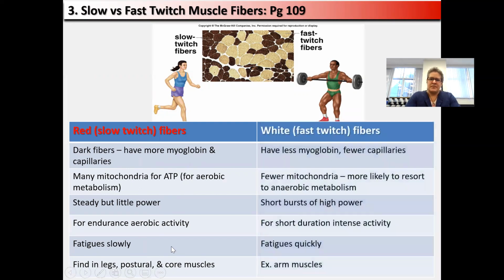Now, the opposite is white fibers or fast twitch fibers, which appear lighter in color because they have less myoglobin, slightly less blood supply, and fewer mitochondria. So these are the muscle fiber types that, when you push them really hard, are going to resort to anaerobic metabolism and produce lactic acid, and then they will give out. They produce short bursts of great power, but they can't keep that up for long. They're going to give out on you, so they will fatigue quickly. Your arm muscles and shoulder muscles would have more of these fiber types.